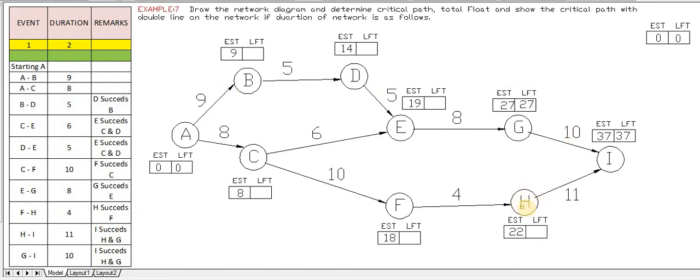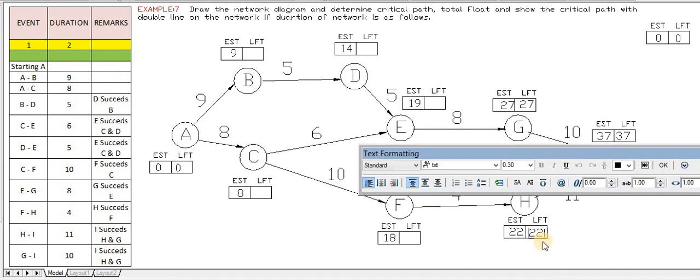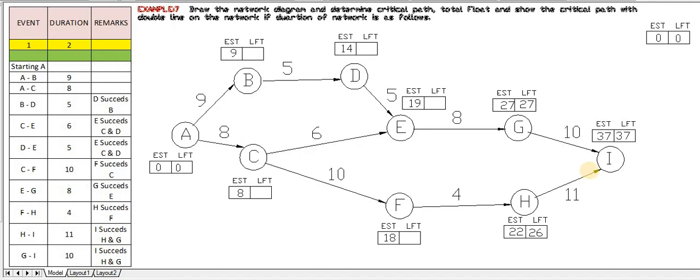What about H? H again has only one tail end, that is I to H. I has an LFT of 37, so 37 minus 11 is 26. We copy this, paste it, and edit it as 26.